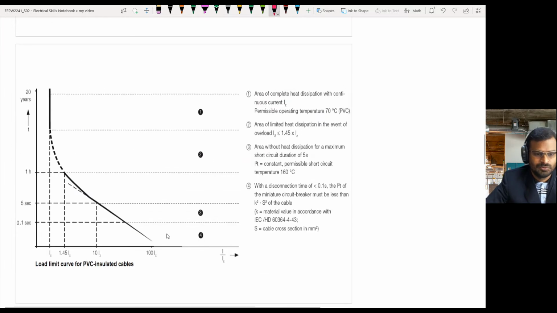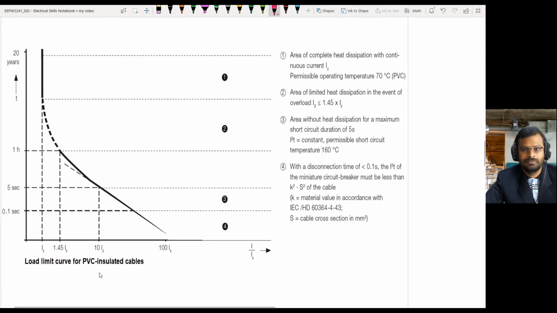Again, a few more points are given with respect to the load limit curve for PVC insulated cables. Let us zoom in. So what is the load limit for the PVC cables? With respect to that, we have put a graph of the lifespan with respect to the current we are sending through the PVC insulated cables.